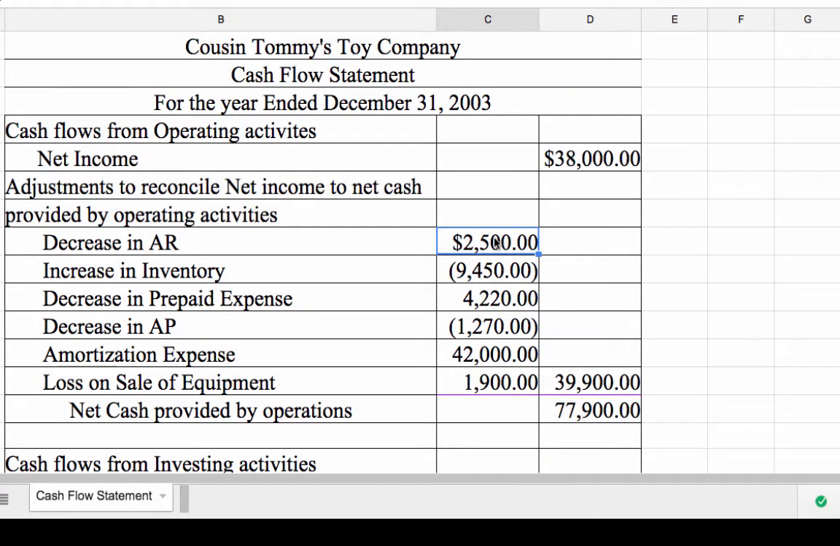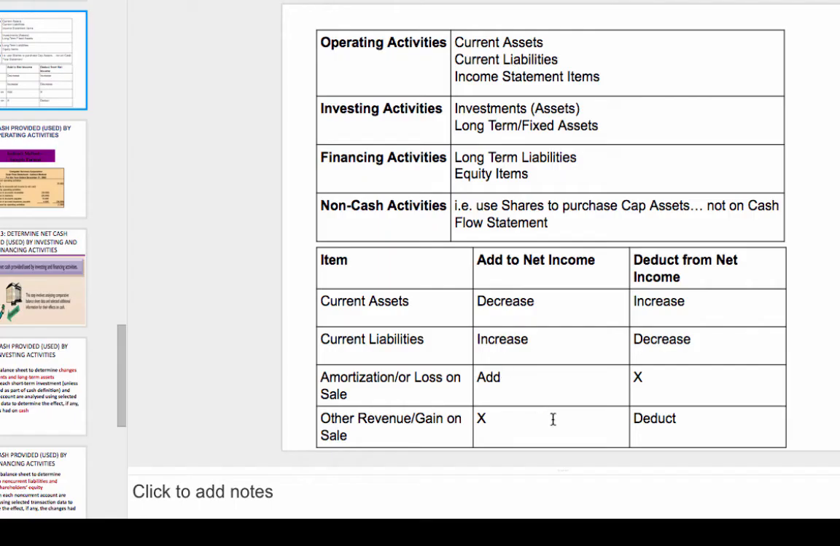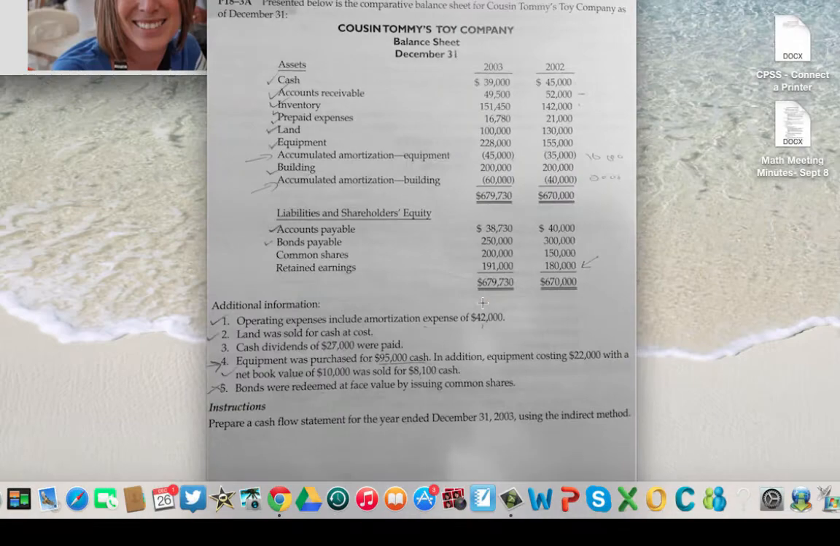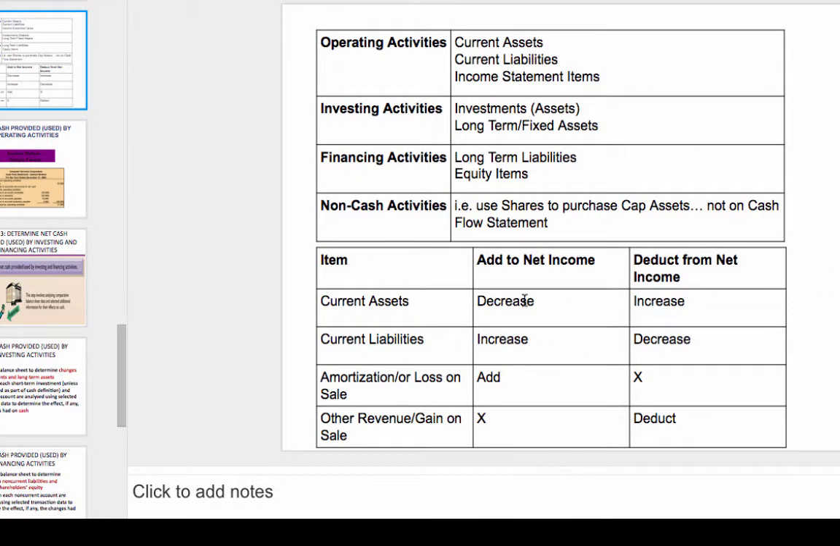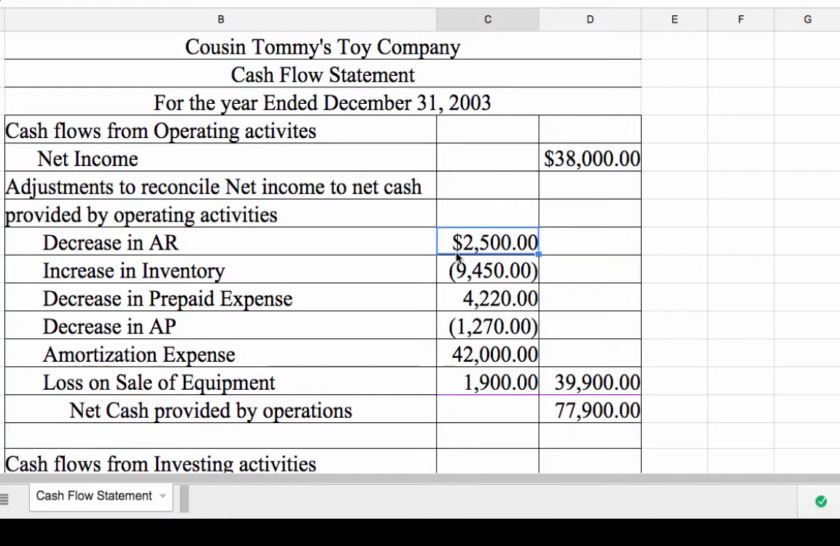So as you recall, let's see if I can open that cheat sheet up again. When a current asset goes down, as it has here, you add it back. Current asset went down, you're going to add it to net income. So I added that 2,500, I made it positive here. Then, so I've typed decrease in accounts receivable because it went down, we're going to make that positive.